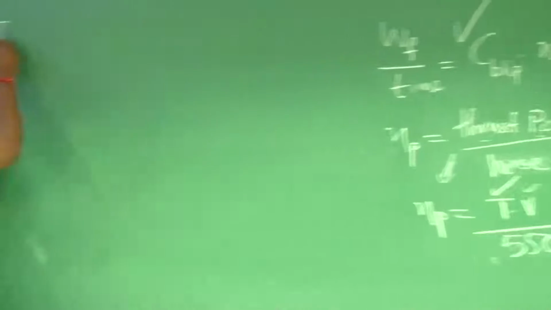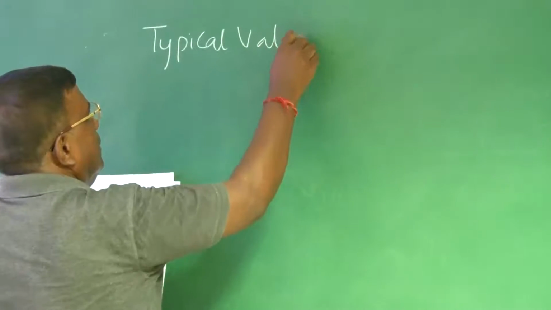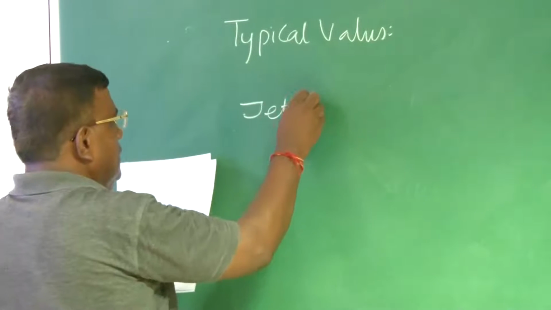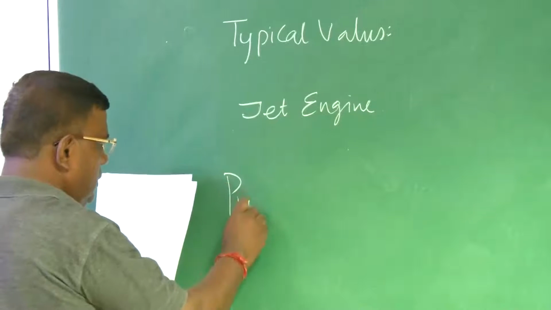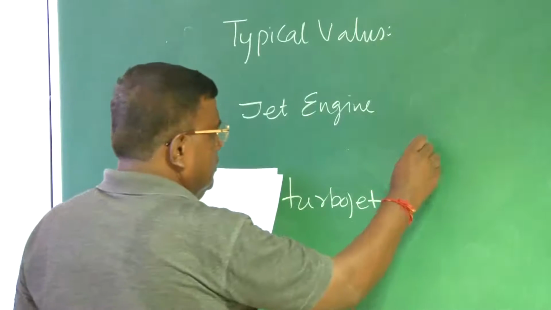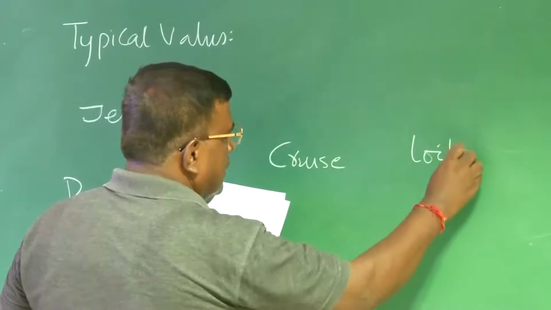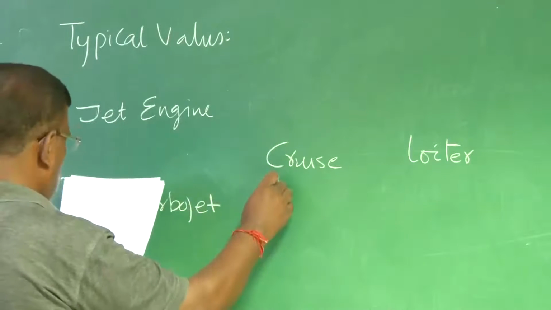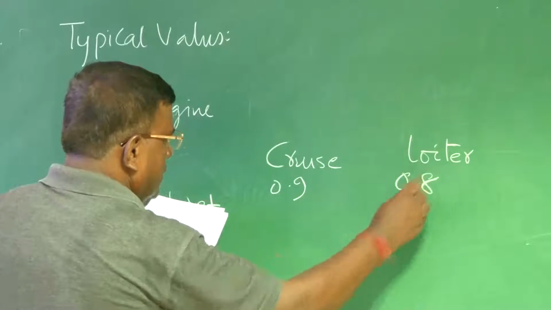Typical values I am giving, typical values for jet engine aircraft, pure turbojet, for cruise and for loiter. If I show here the value of 0.9, it is around 0.8.